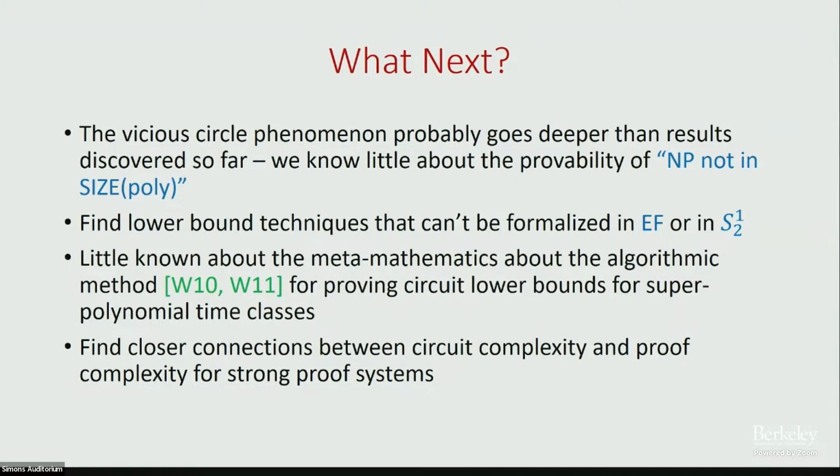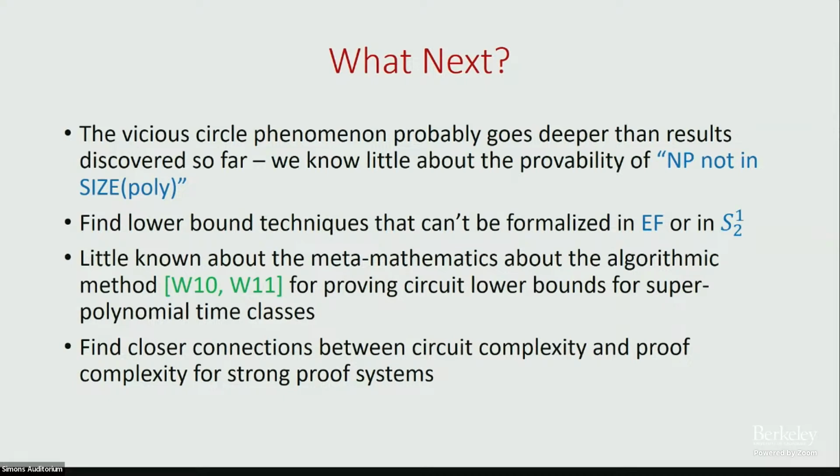The other direction is to find lower bound techniques that can't be formalized using polynomial time reasoning, right? In extended Frege or in Buss's theory S^1_2, because it's quite possible that we will need these more complex, proof-theoretically complex lower bound techniques finally to settle these questions. So, are there interesting lower bound techniques that have that property?